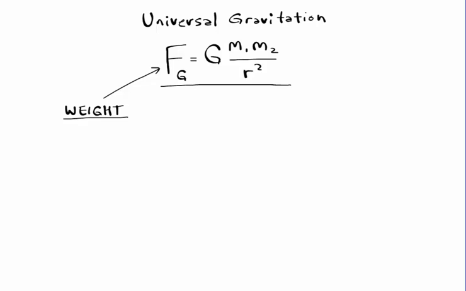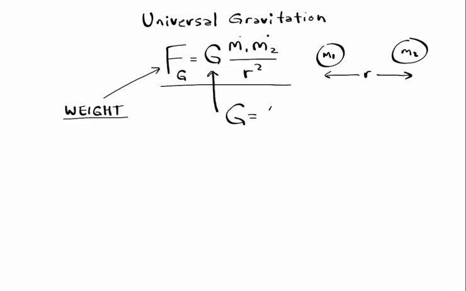So for instance, if I have two masses, here's mass 1, and here's mass 2, these things will be attracted together by a force that depends on how big the masses are, m1 and m2, how big the distance is from their centers, so it's very important, this is always measured from the center of the object, and a constant called big G. And big G is a very small number. It's 6.67 times 10 to the negative 11 newtons meters squared per kilogram squared.